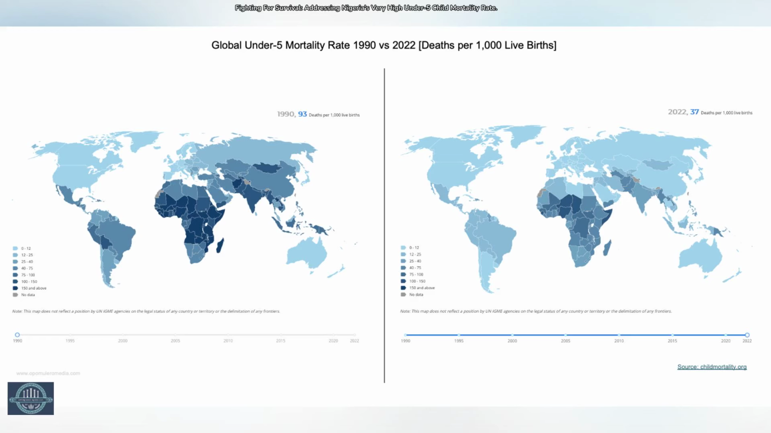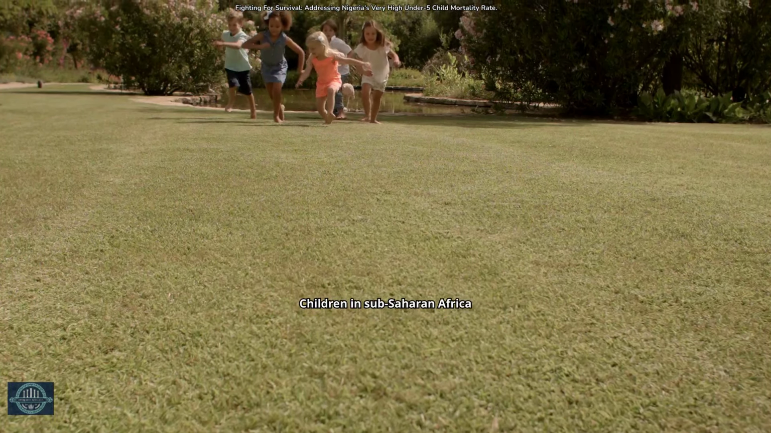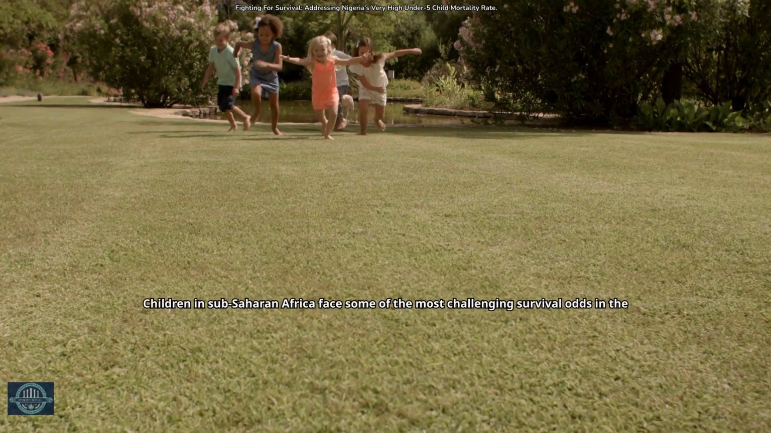Overall, there has been a significant decline in the rate of under-5 mortality from 93 in 1990 to 37 deaths per 1,000 live births in 2022. However, a lot more work needs to be done in the African continent, particularly in West Africa. Globally, on average, 35,200 children under age 5 years died every day in 1990 compared to 13,400 children in 2022, signifying an approximately 62% decline in deaths. Children in sub-Saharan Africa face some of the most challenging survival odds in the world.